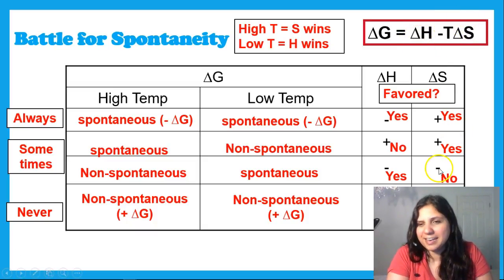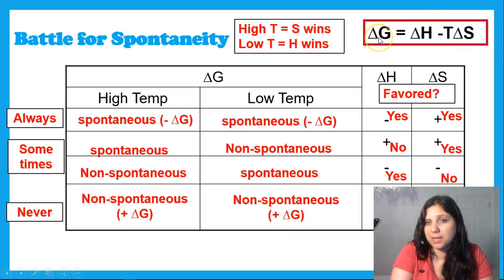Why? Because a negative, right here, negative S times this negative will be positive. Making this side bigger in terms of positive is going to make delta G positive. If delta G is positive, then it's not spontaneous. All right, hopefully I didn't blow your mind there. Hopefully this table will help you.